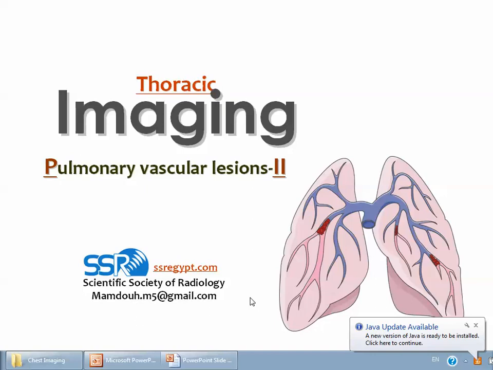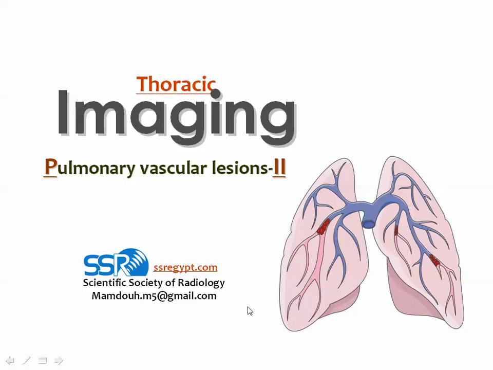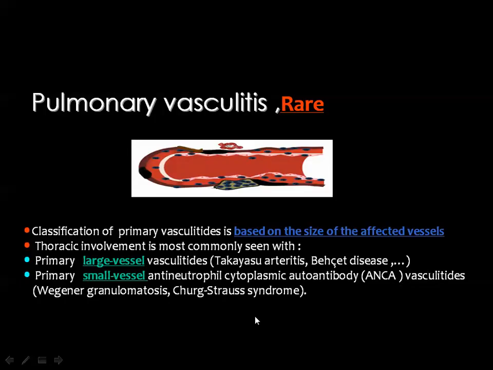Dear colleagues, this is the second part of the talk about the pulmonary vascular lesions. In the first part, we have finished the issue of the pulmonary embolism as well as the chronic thromboembolic pulmonary hypertension, and also we finished the issue of pulmonary arterial hypertension. Now we are going to discuss the remaining issues, and we'll start with pulmonary vasculitis.